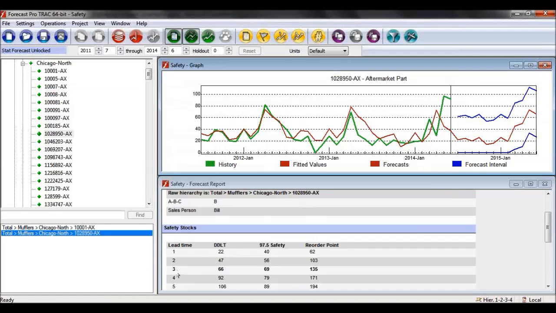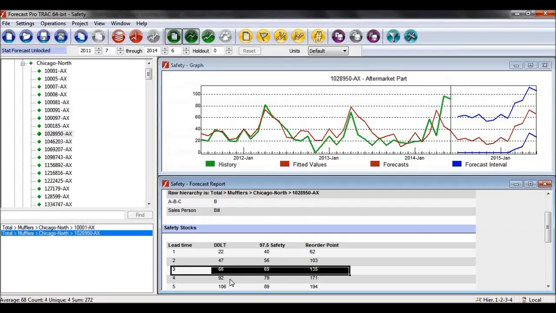If we look at our 3-month example here, you can see that our forecast is for 66 units over the next 3 months. However, based off the volatility of my data and the uncertainty, we would need to carry an additional 69 units, more than the forecast itself. Added together, this would give us a reorder point of 135 units. And if you look at the data, you can see why.